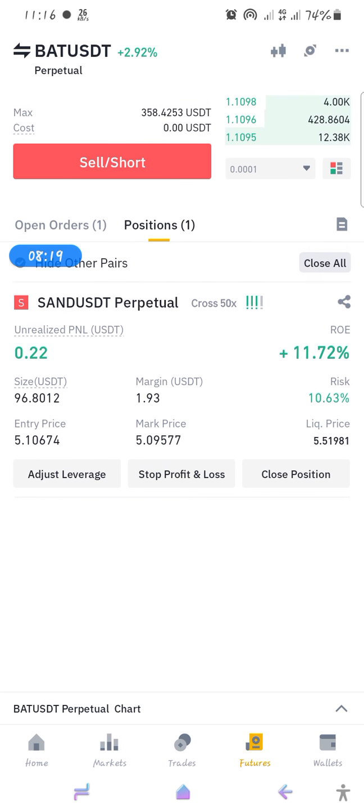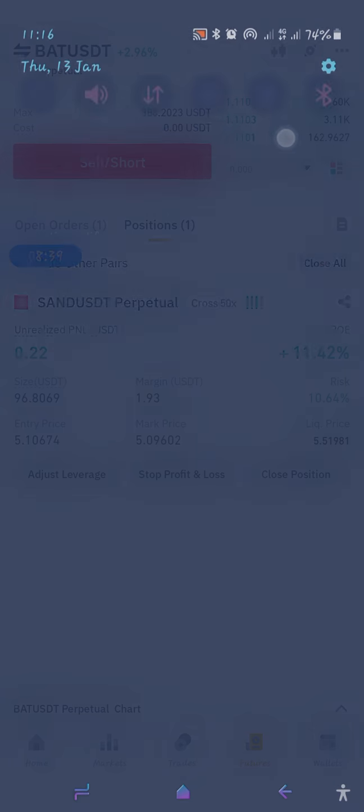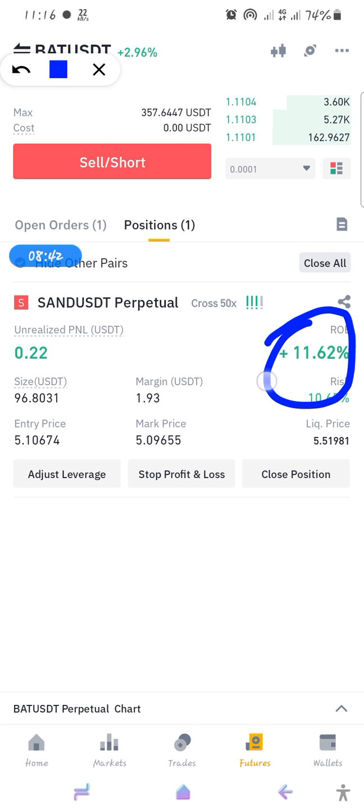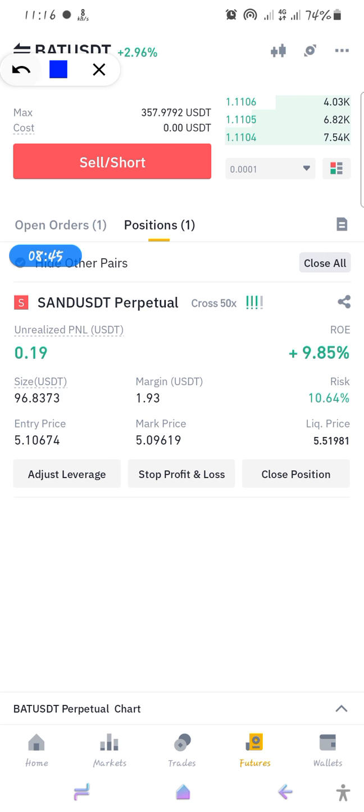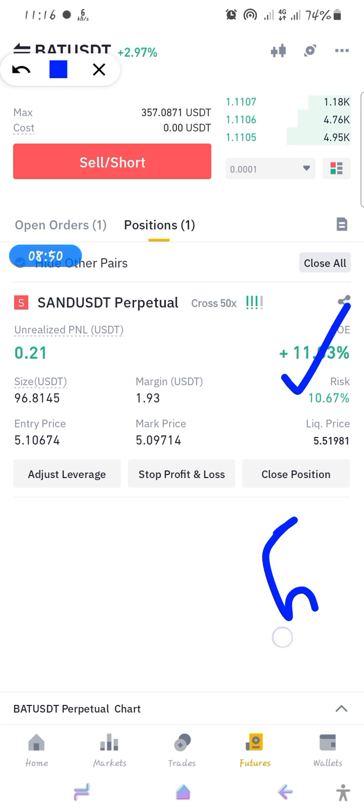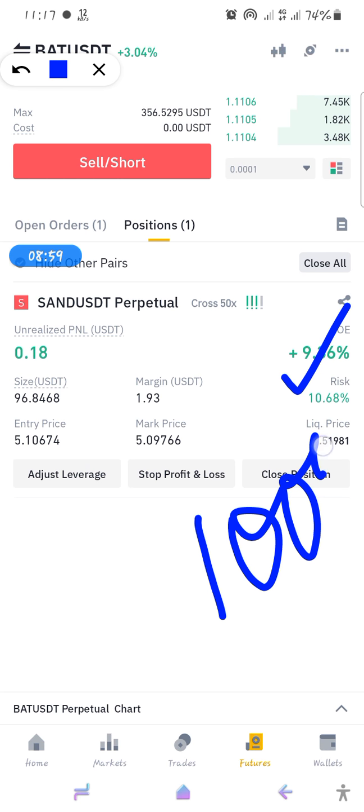Okay, this one is still running, and now it is moving. You can see I'm using cross 50 here, and then it is moving plus 11%. It means the coin is moving something around 0 point something percent. Once the coin moves 1%, my profit is going to be plus 50% immediately. But the coin has not really moved up to 1%. That's why we still have 10 here. But once the coin moves 1%, I'm going to have 50 percent of profit running. If the coin moves 2%, then my profit here is going to be 100% immediately.